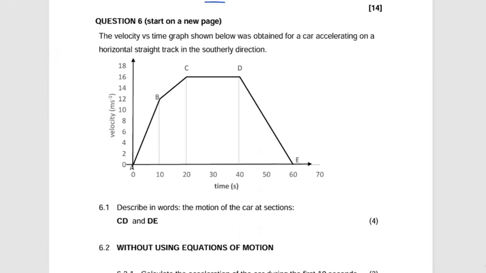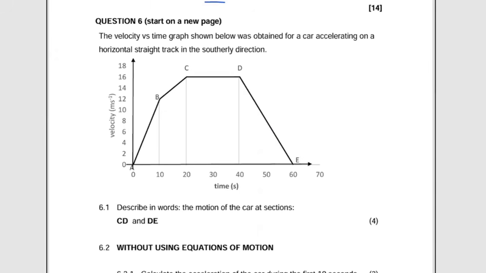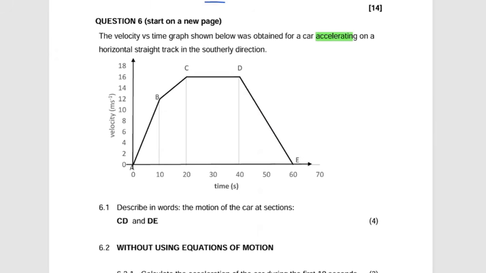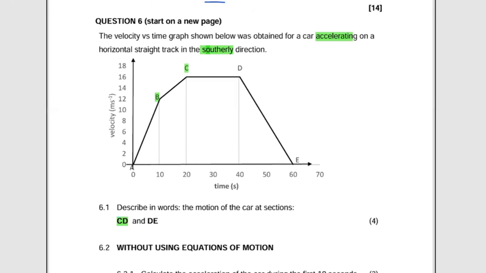Question number 6 reads there: the velocity time graph shown below was obtained for a car accelerating on a horizontal track in the southerly direction, right? So it's heading towards the south, this car. Then after that, describe in words the motion of the car at section CT. So let's look at CT there, right? So between this point C and what?